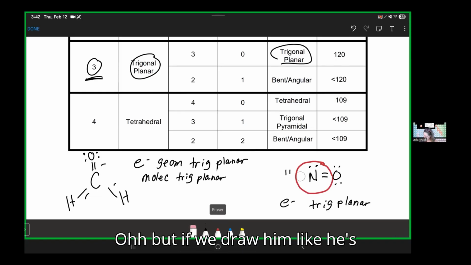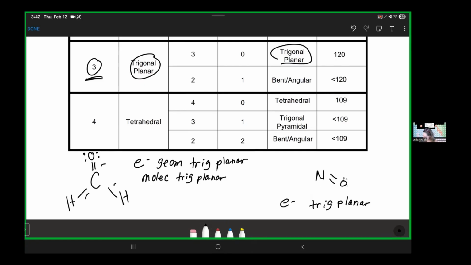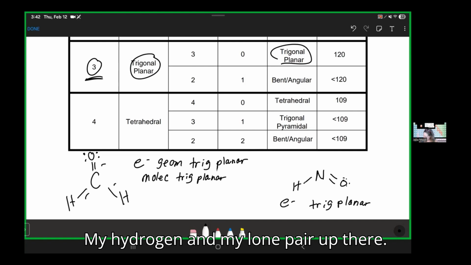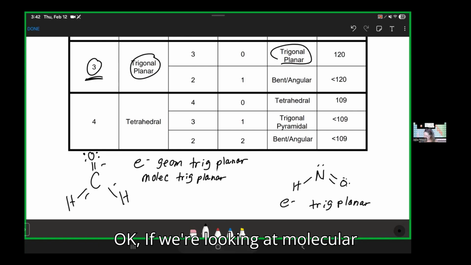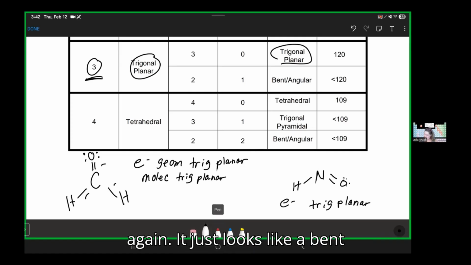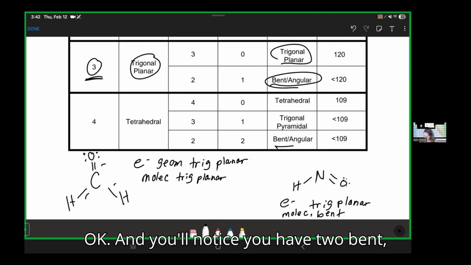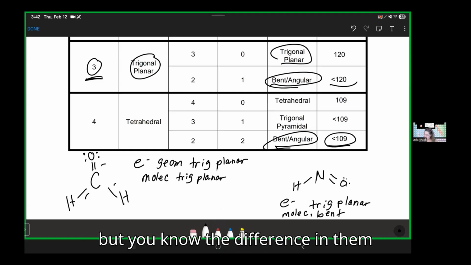But if we draw him like he's actually supposed to be drawn, my nitrogen, my hydrogen, and my lone pair up there. If we're looking at molecular geometry, we can't see that lone pair. Again, it just looks like a bent molecule. So its molecular geometry is bent. And you'll notice you have 2 bent, but you know the difference in them because of their angles.